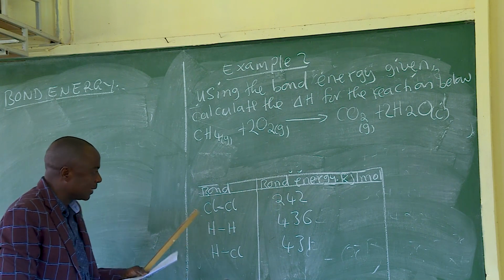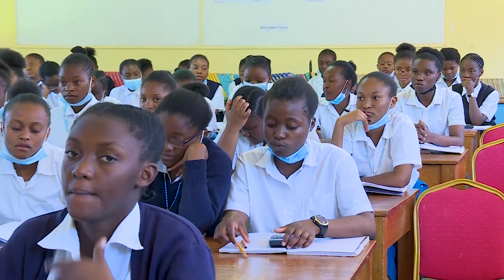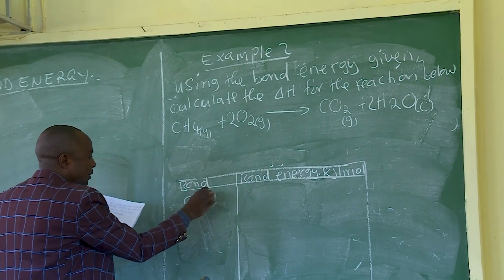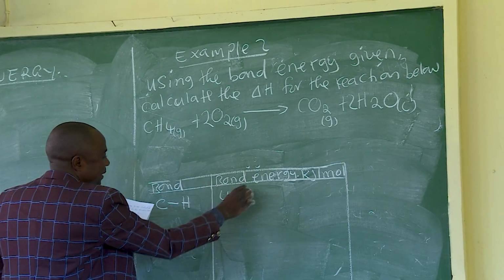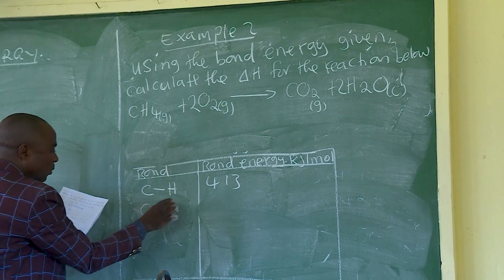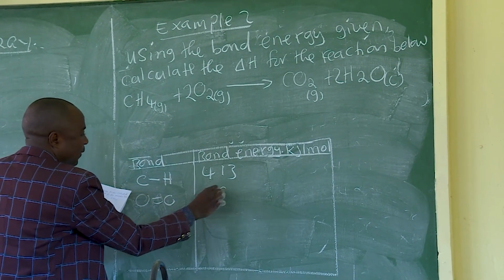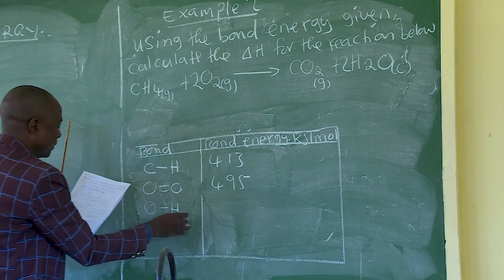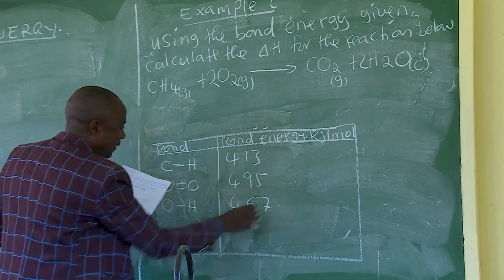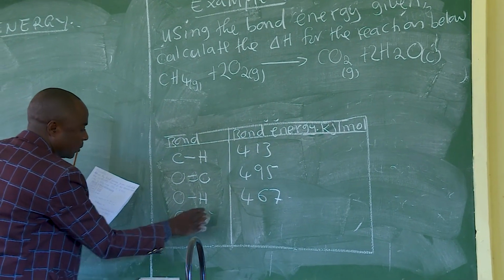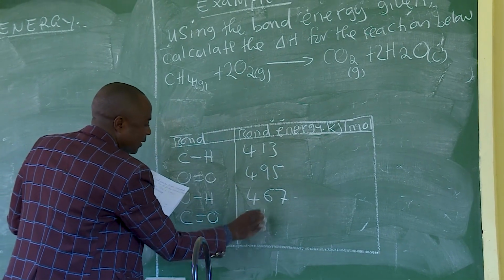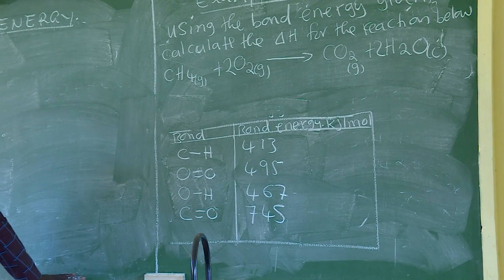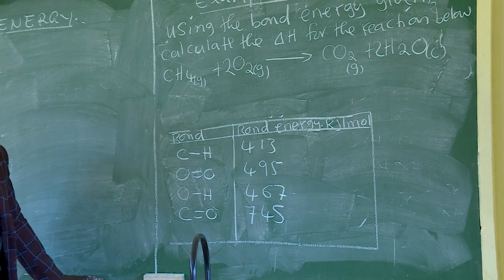Now, what are the bond energies given? I'll write the bond energies for this reaction. We have the carbon to hydrogen bond, you need 430. Then the oxygen to oxygen bond, we need 495. Then the oxygen to hydrogen bond, we need 467. Then the carbon to oxygen bond, we need 745. This is what we have as the values for the bond energies.